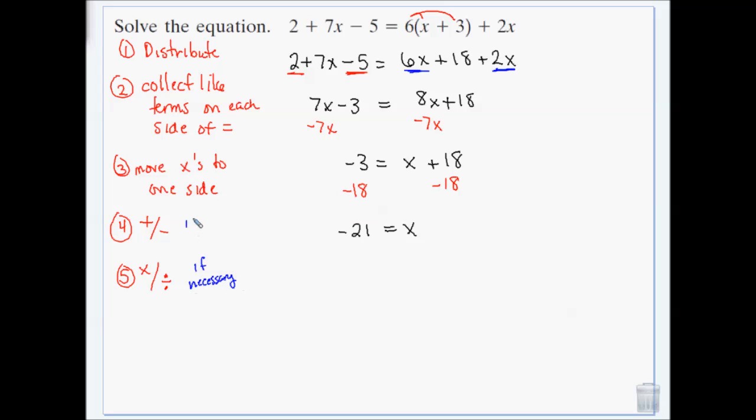This might not also be necessary. These are kind of all "if necessary," because maybe your x's are already on one side. Maybe you don't have any like terms. Maybe there's no distribution. So it depends on the problem that you actually have. You may not have to do all 5 of these. You may only have to do 2 of these, or 1 of these, or 4 of these.